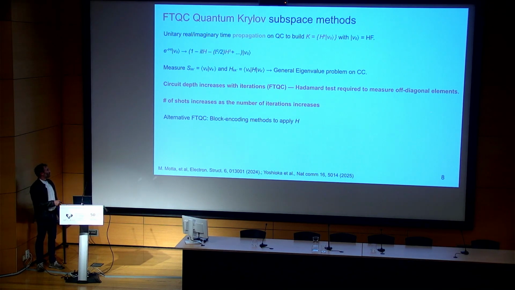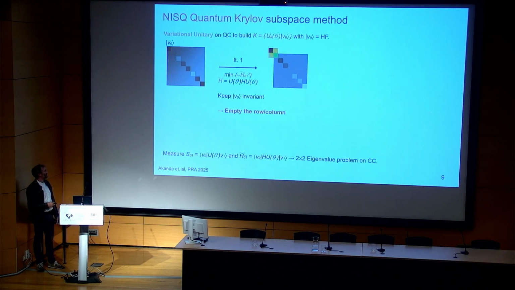The alternative to this propagation is typically block encoding, if you have heard about it. Many people try this: you double the size of the system with an ancilla qubit, and on half of the Hilbert space you encode the Hamiltonian, and the rest is made such that the full operation is unitary.